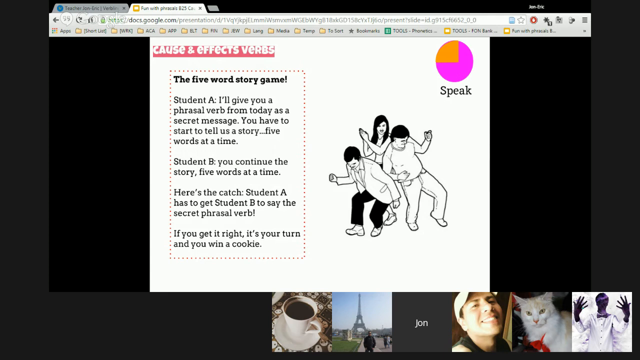Okay, so let's try this. I'm going to try this with all of you. Each of you will get 1 chance. Here we go. Let me just pick my phrasal verb. Which one did I do before? Okay, I got it. So I'm going to go in the order that I see you. Mr. David, you're first. I'm going to start off with once upon a time. You continue with the next 5 words, David.